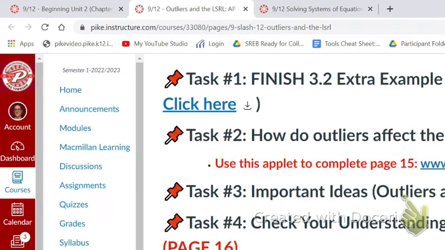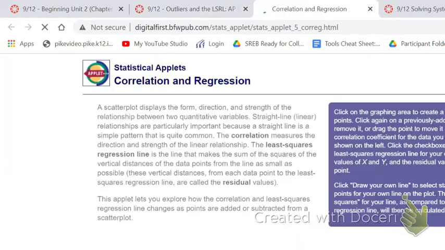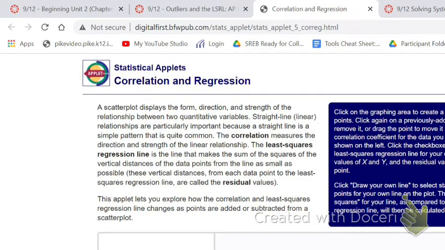We are going to do a little bit of an investigation about how outliers are affecting our least squares regression line. So I've got the link right here. You can click on it or you can type it in. It's tinyurl.com/regressionapplet. R-E-G-R-E-S-S-I-O-N-A-P-P-L-E-T. If you want to type it in, or you can click on the link. That's going to take you to a page that looks like this right here.